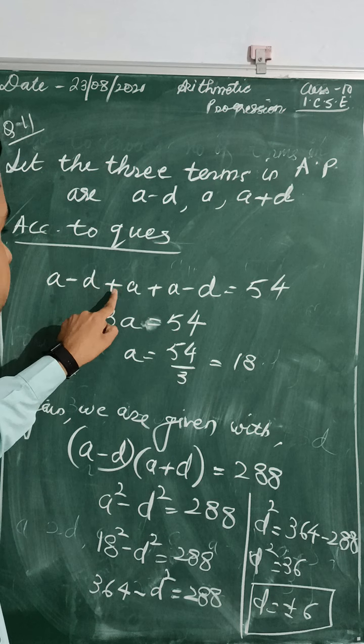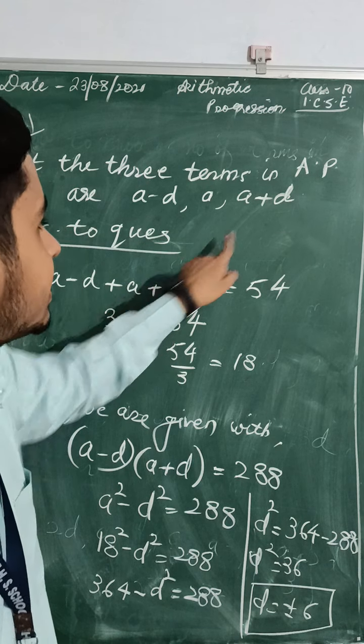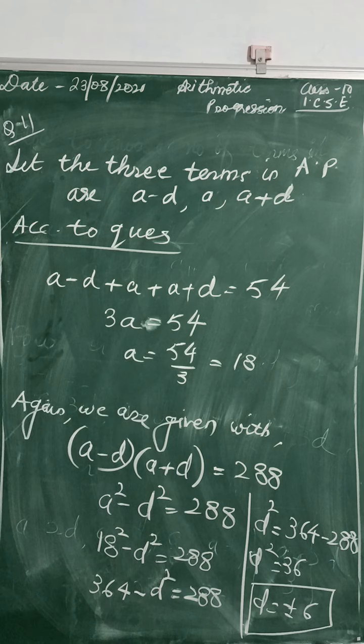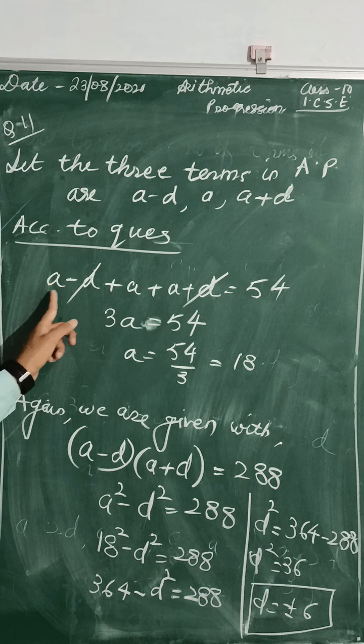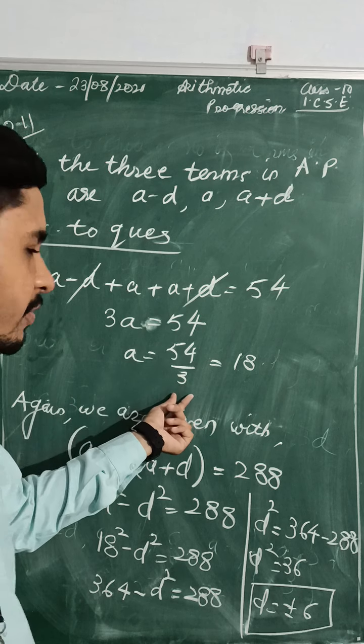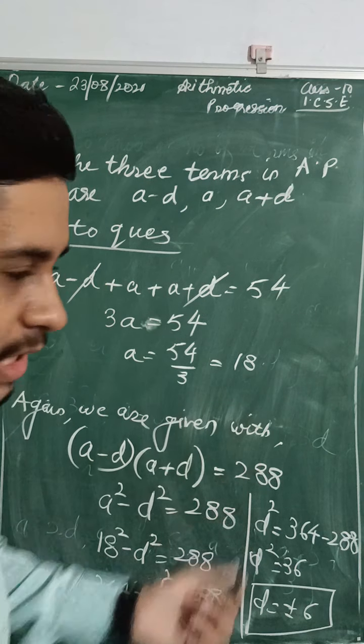So a minus d plus a plus d is equal to 54. We can see that this d and d cancelled. Okay, a plus a, you will get 3a equal to 54. A is equal to 54 upon 3, which is 18.